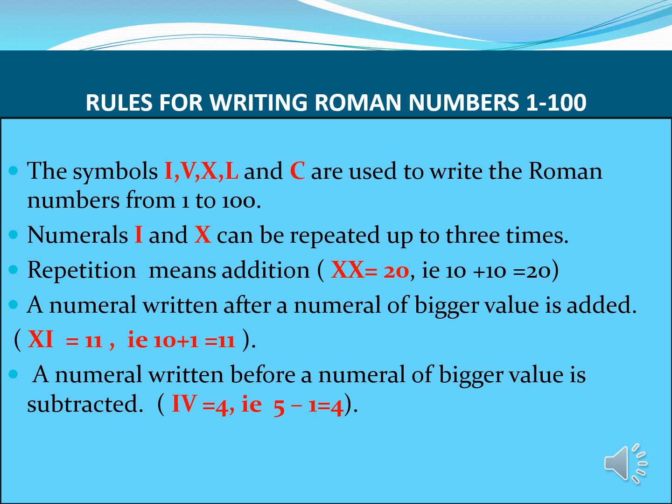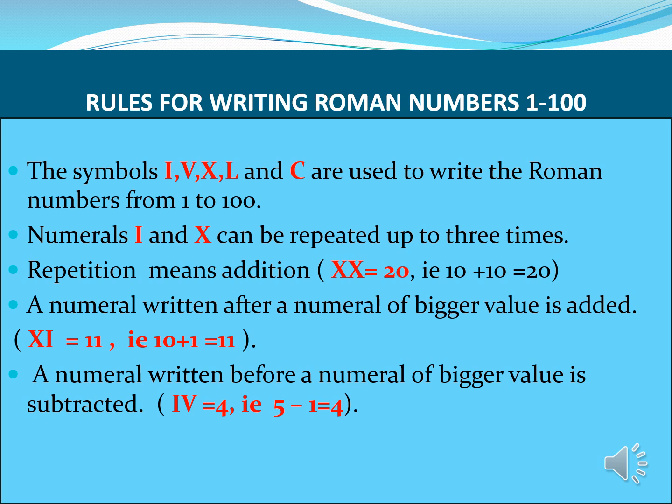A numeral written after a numeral of bigger value, we should add it together. That means if I write XI, after X I write I. X is having greater value. The value of X is 10 and value of I is 1. We want to add that together. That means X plus I means 10 plus 1, 11.